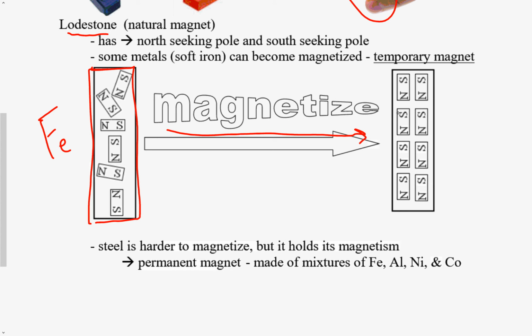This is why iron is able to move a little bit easier than other materials. That's why if you ever hear of something referred to as a temporary magnet, it's because this magnetized material wants to return over time to its previously unmagnetized state, as you see over here. In the notes, you'll see I wrote, steel is harder to magnetize, but it holds its magnetism. The ability to orient how many of these particles can determine the strength of the magnet itself. Permanent magnets are made of mixtures of iron, aluminum, nickel, and cobalt.